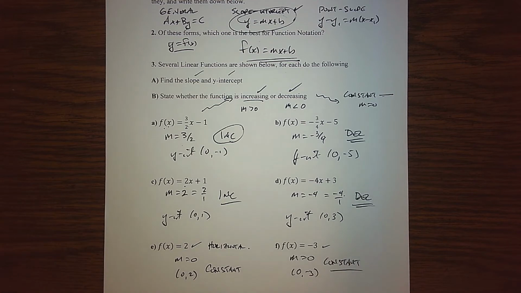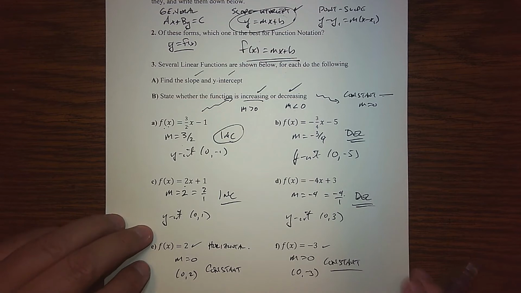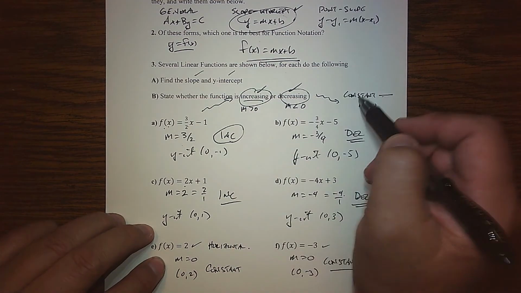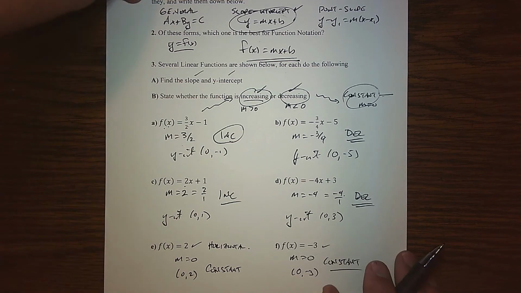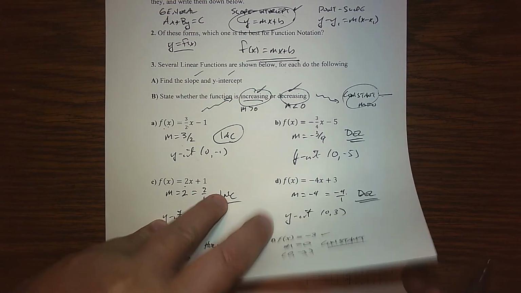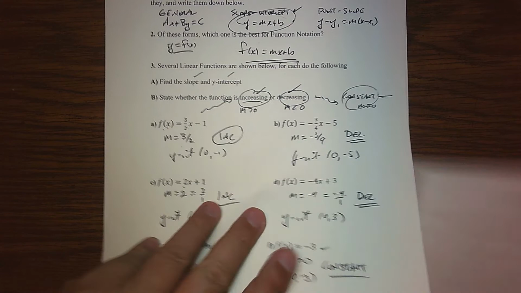Okay, so hopefully that serves as review. We're going to actually see this action of increasing, decreasing, and constant when we go graph them. So let's go ahead and cut to that. Make sure I find the right form here.